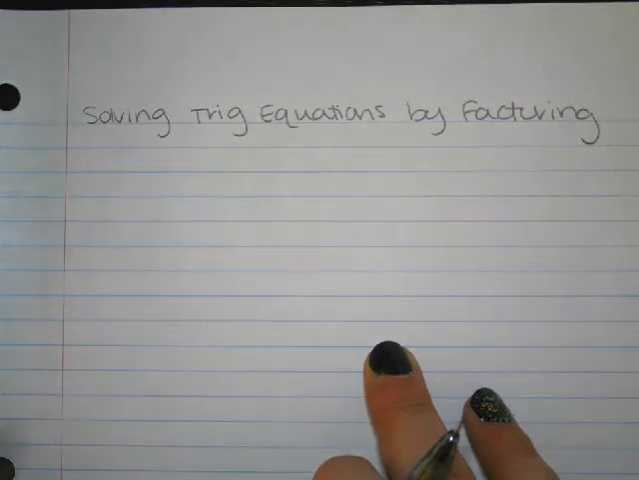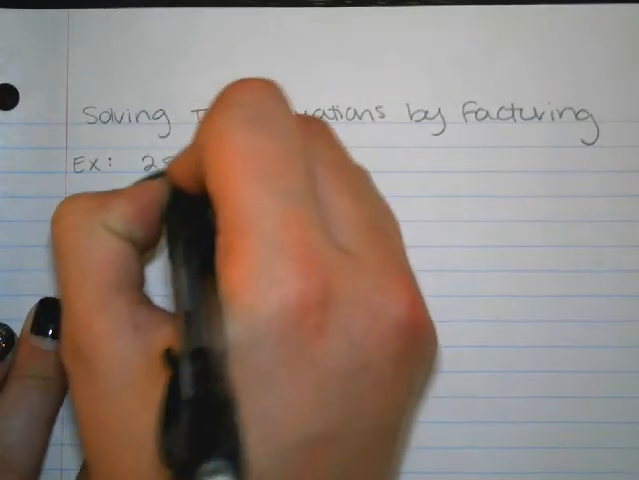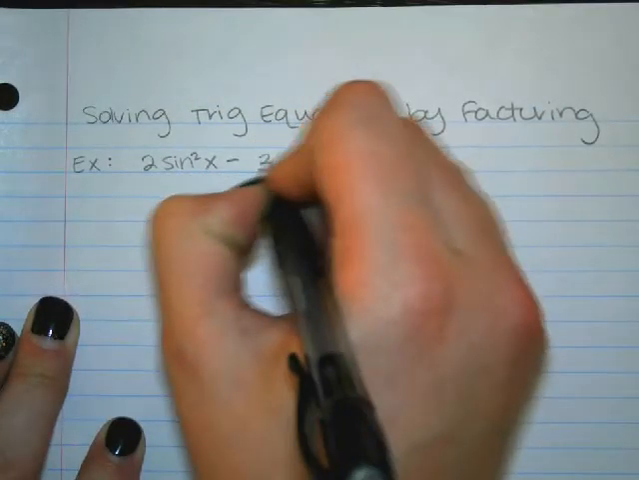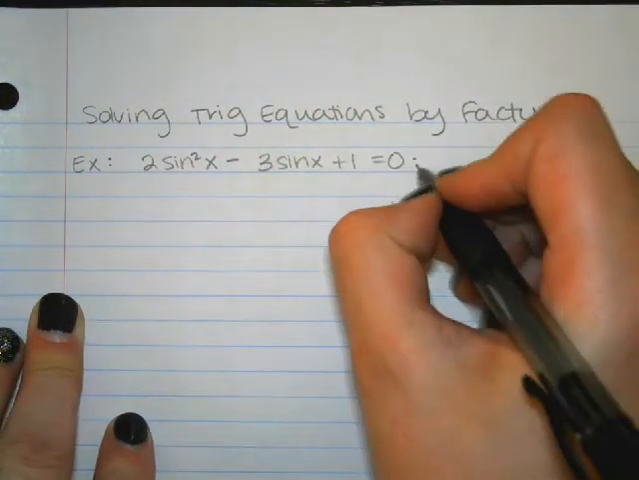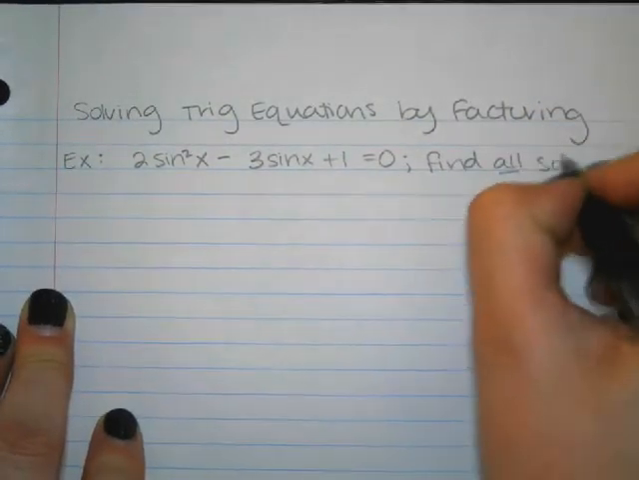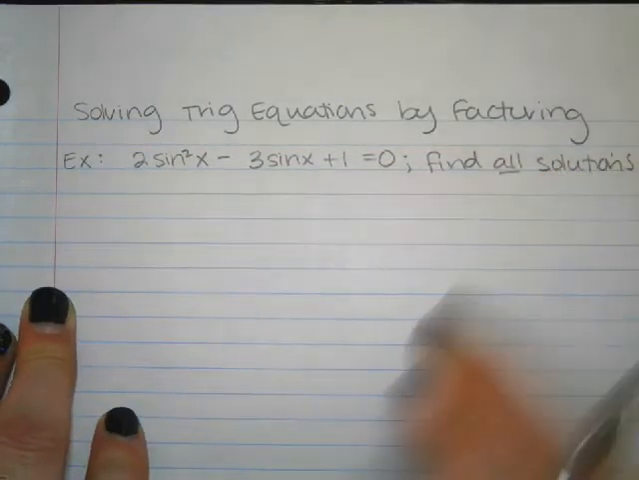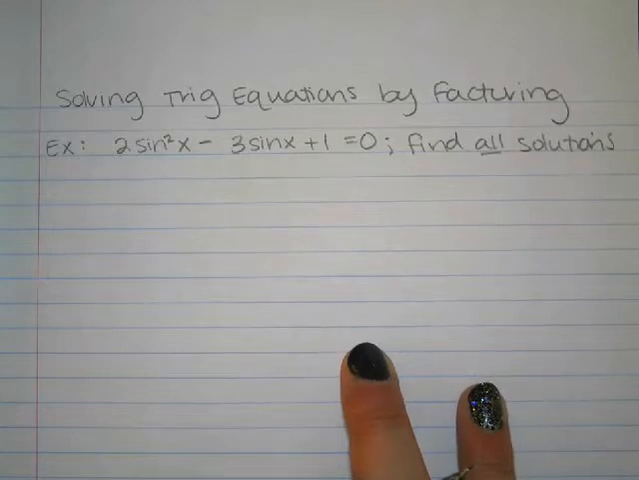All right. So the first problem we're going to do is 2 sine squared x minus 3 sine x plus 1. And for this, we are going to find all solutions. So 2 sine squared x minus 3 sine x plus 1. And sine squared x is just a fancy way of saying that the sine x itself is being squared. We are just being lazy and we don't want to write the extra set of parentheses.